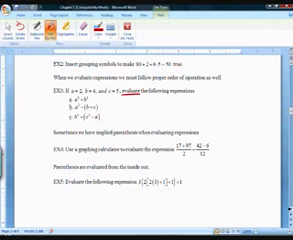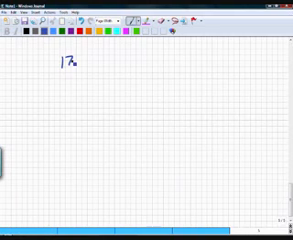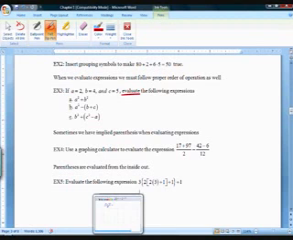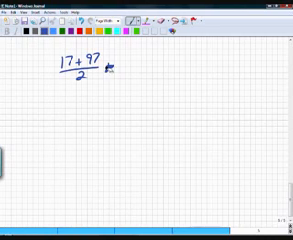Next problem. It says sometimes we have implied parentheses when evaluating expressions. Look at example 4, and it says use a graphing calculator. I'm not. I just want to work it out. 17 plus 97 over 2. Hang on just a second. Is it plus? No, minus. 42 minus 6 over 12.